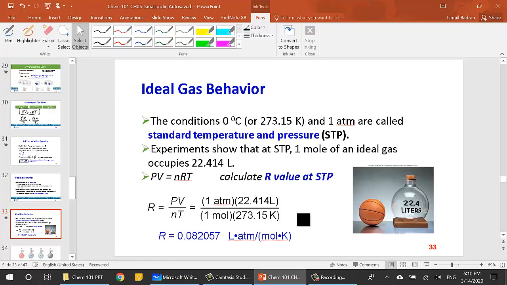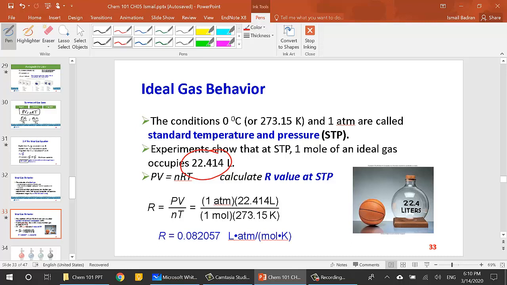Under these conditions, if you have 1 mole of a gas, it should occupy 22.414 liters. Under the ideal gas theory, all gases should occupy this volume regardless of their nature. So if you have nitrogen, hydrogen, whatever, 1 mole of a gas at 0 Celsius under 1 atmosphere of pressure, its volume should be 22.414 liters.